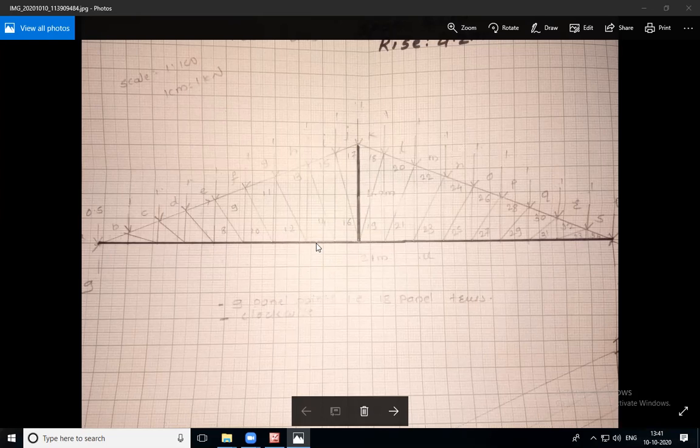First of all, draw the outline of truss. To draw the outline of truss, we have to draw, first of all, the baseline, isn't it? The span. That means starting from 1 centimeter to 21 centimeter, draw a 21 centimeter line with the scale 1 to 100, isn't it? Now, from the center, draw one vertical line, that is rise, that is equal to 4.2 meter. Now our truss is Pratt truss, isn't it?